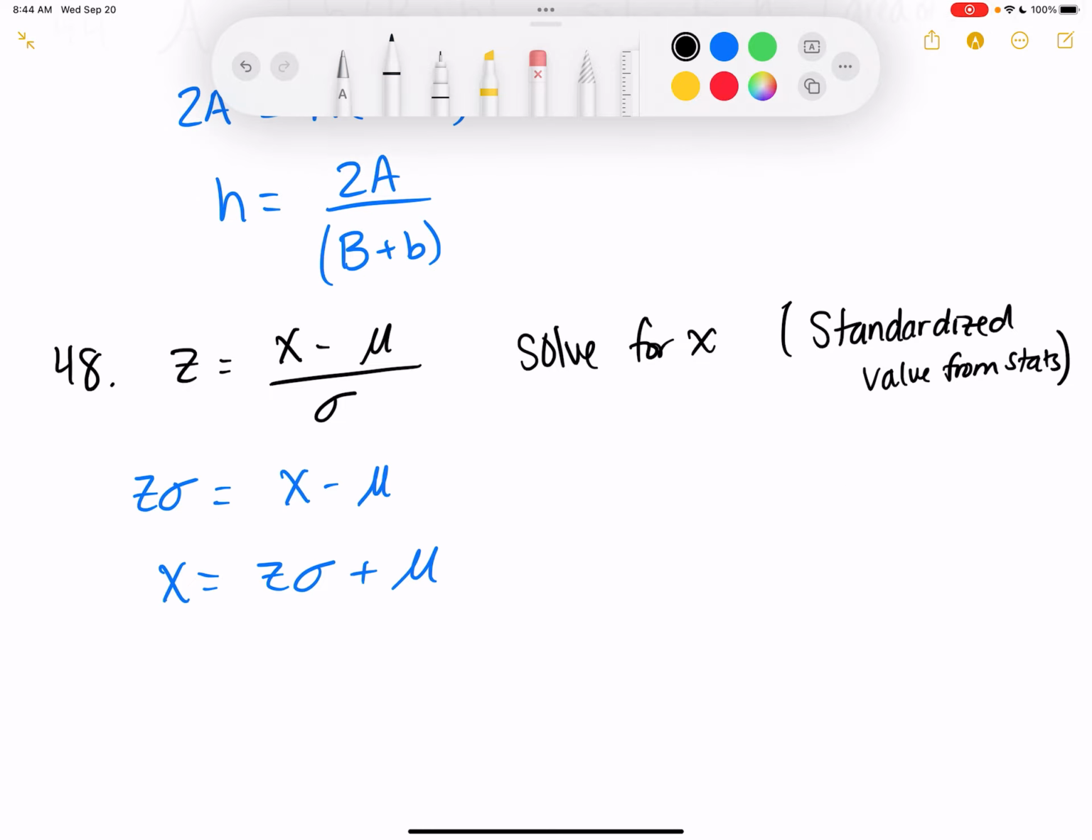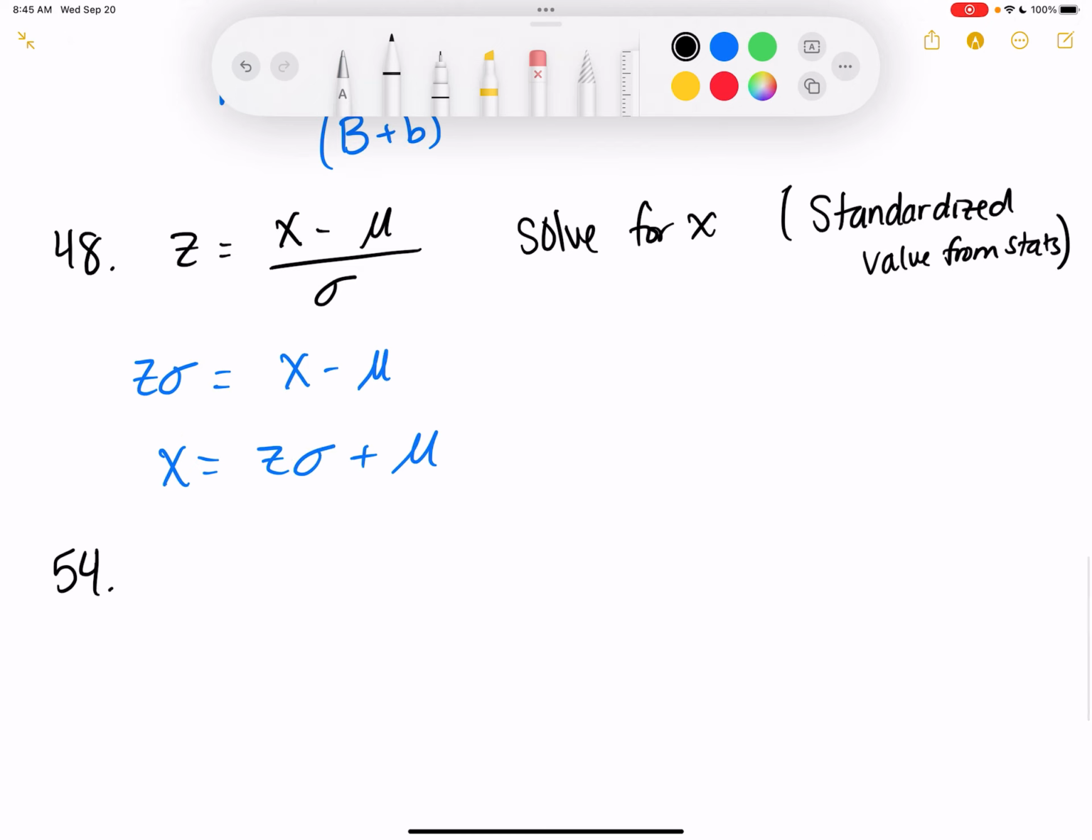All right, and then the last one, so those are all like mathematical formulas, and they're telling you what variable to solve for out of the formula. The last one's just strictly say solve for x. So same thing, it's just a different section of them. So we've got 54, (x minus 1) over 2a is equal to 2x minus a.